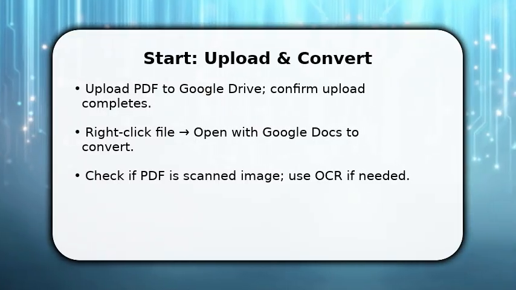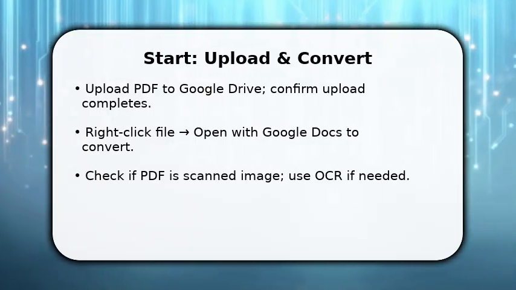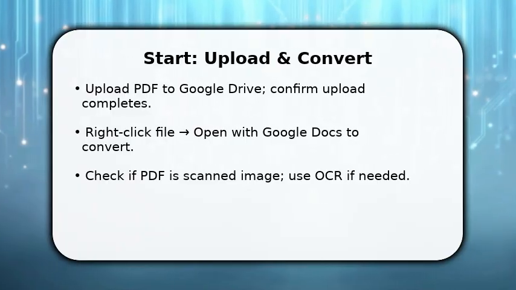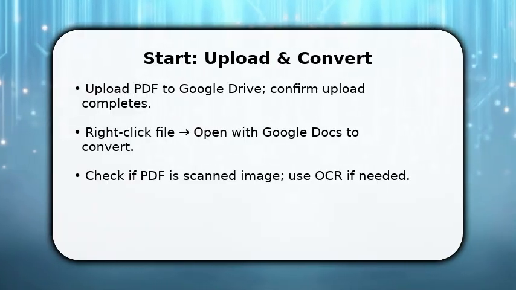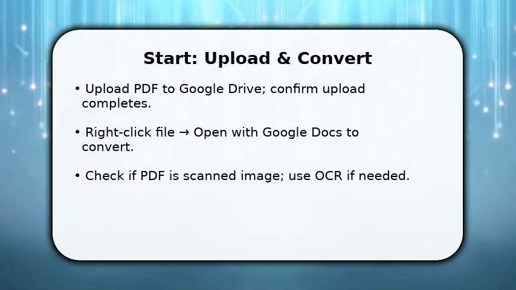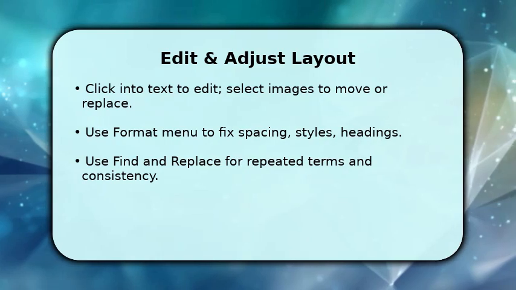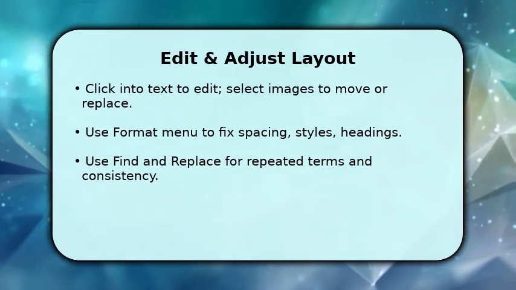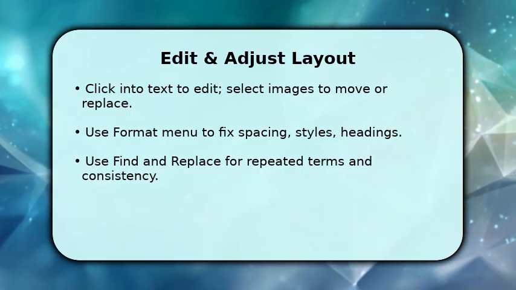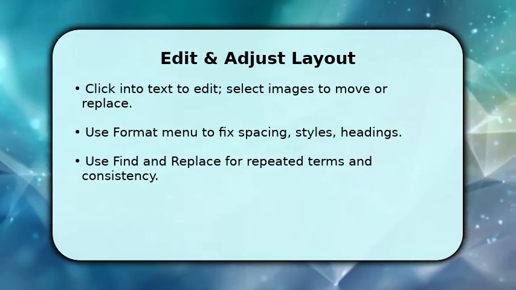Now, scan the converted document for formatting shifts, headings, and images. Correct those before deep edits, so changes don't cascade into layout problems later. Next, edit text and images directly in Docs. Click into paragraphs to change wording, and select images to resize or replace.